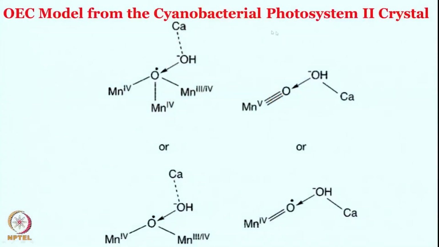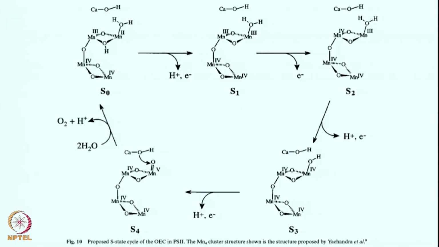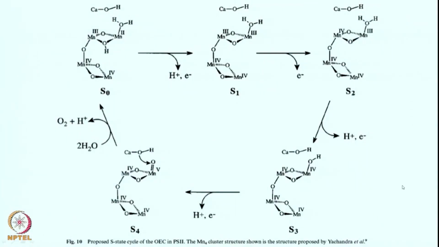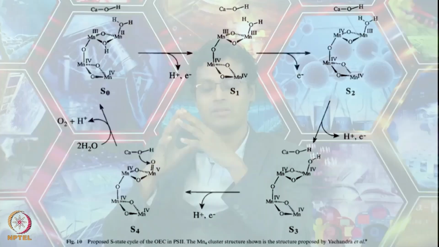This is the model from the cyanobacterial photosystem II crystal structure. The crystal structure we have seen in the Science paper. Well, many different studies are known, right. This is one by Yachandra et al. The proposal simply is that part of the 4 manganese calcium structure remained intact throughout the catalytic cycle. Only 2 manganese center is varying the oxidation state and therefore they are involved in the oxygen bond formation process.